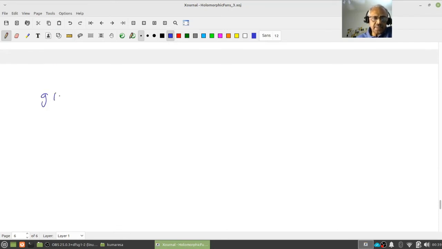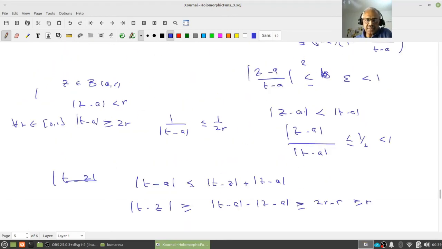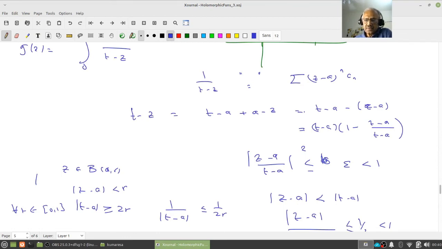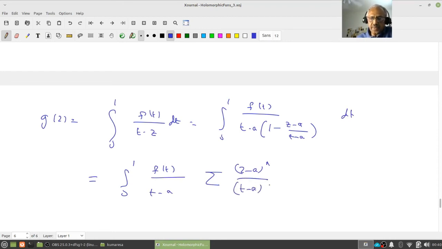So I have my g of z equal to the integral from 0 to 1 of f of t by t minus z dt. This is equal to the integral from 0 to 1 of f of t by t minus a into 1 by 1 minus (z minus a) by (t minus a). Yes, t minus z I already wrote, I'm not repeating. Is that clear? Okay. Now this I can write as the integral from 0 to 1 of f of t by t minus a, times the summation of z minus a to the power n by t minus a to the power n, n running from 0 to infinity, and the whole thing times dt. I forgot to write the dt.